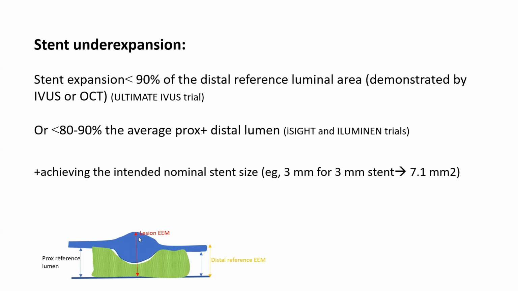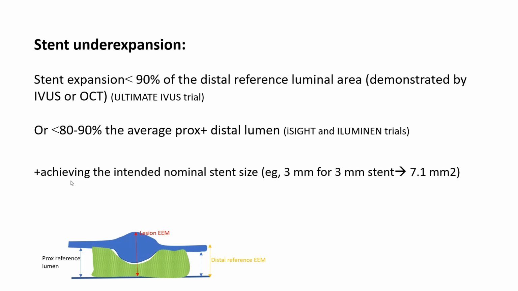The standard definition is an expansion that is less than 90% of the distal reference lumen. So this is how you size the stent and how you define underexpansion. You look at your distal reference lumen and proximal reference lumen, which are areas with the least plaque burden, less than 50, ideally less than 40% plaque burden. And you size the stent expansion to that reference lumen. The stent should be over 90% of the distal reference, or over 80 to 90% of the average proximal plus distal reference lumen areas. So underexpansion is less than those numbers.